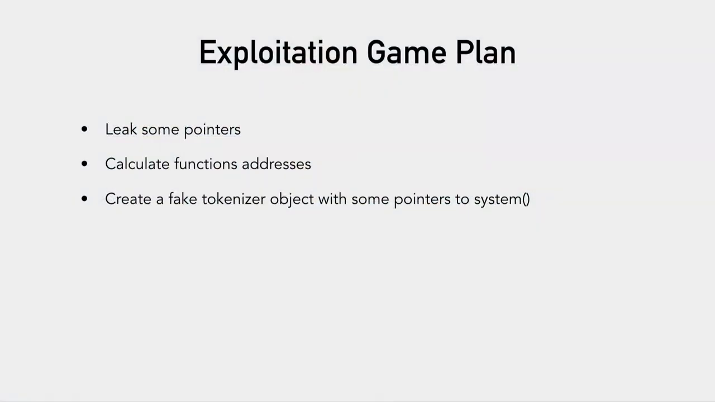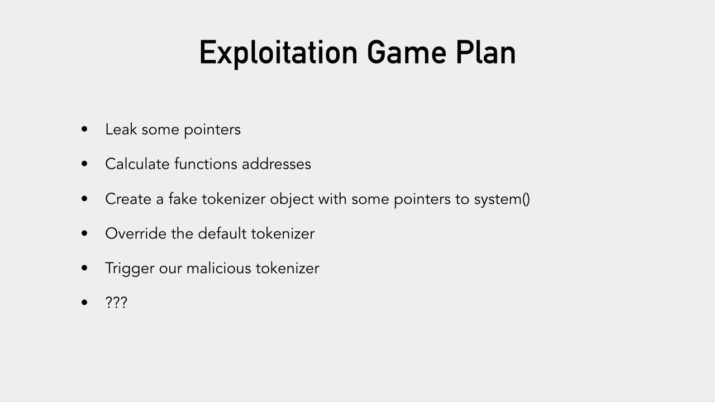Our exploitation game plan is as follows. We are going to leak some pointers, and then we'll calculate some function addresses. We will create our own fake tokenizer with some pointers to system to allow us to actually execute code. We will override the default tokenizer and trigger it, right? And then something will happen, and I know what you think is going to come up next. But we are not going to profit. We are going to grab your grandma's Yahoo password because this is what is available in password stealers.